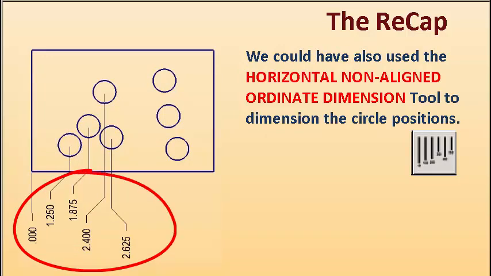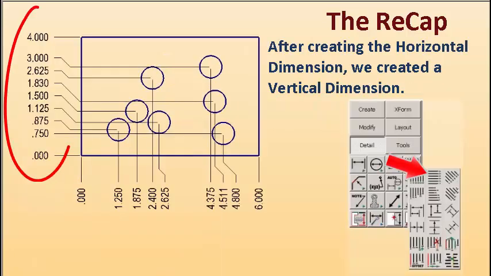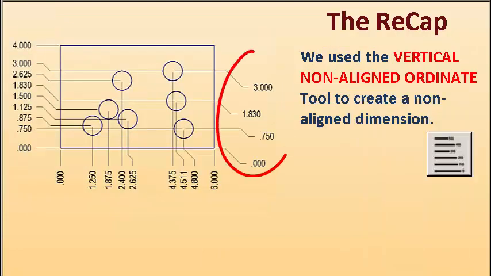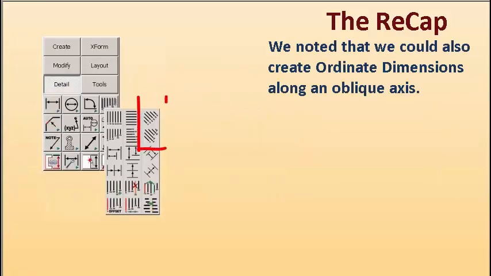We could have also used the horizontal non-aligned ordinate dimension tool to dimension the circle positions. After creating the horizontal dimension, we created a vertical dimension. We used the vertical non-aligned ordinate tool to create a non-aligned dimension on the right side. We noted that we could also create ordinate dimensions along an oblique axis.